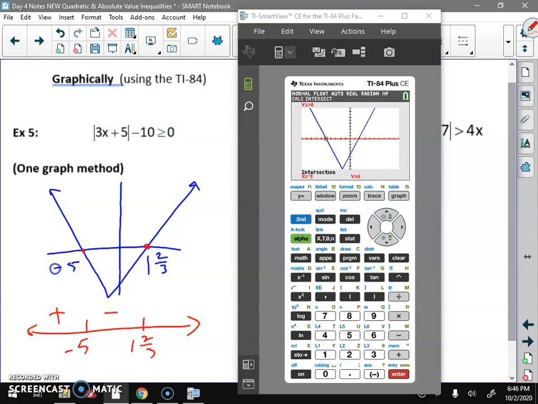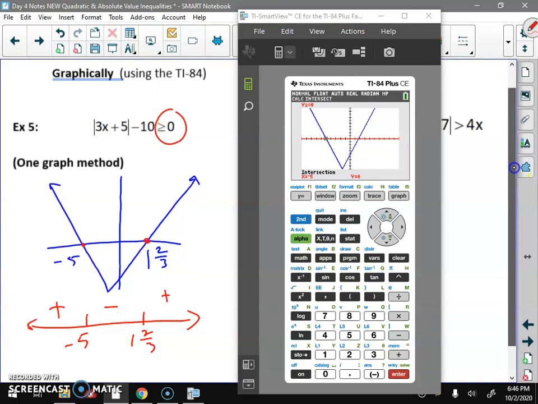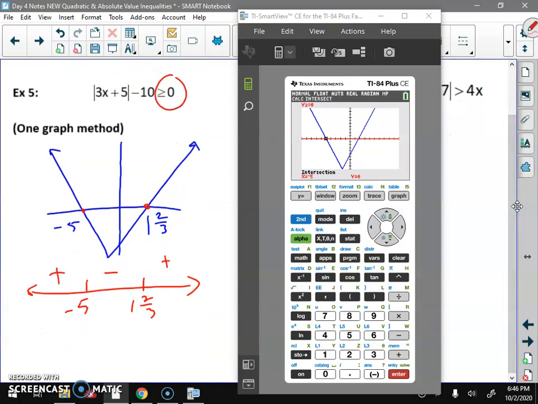Above, below, above. What did I want? I wanted the aboves. X is less than or equal to -5, or x is greater than or equal to 1 2/3. All right, sounds pretty good. That was our first absolute value inequality graphically.